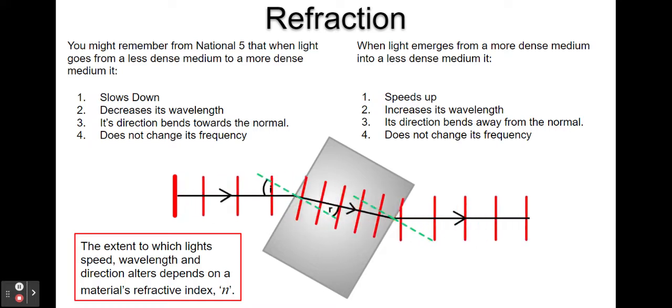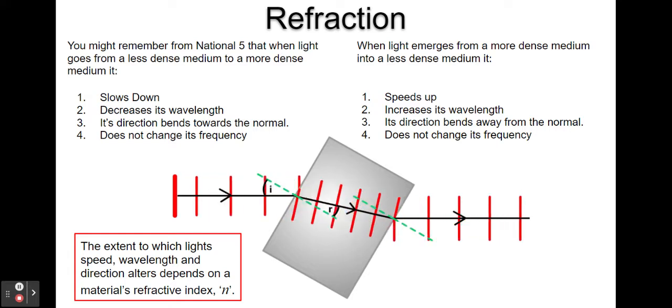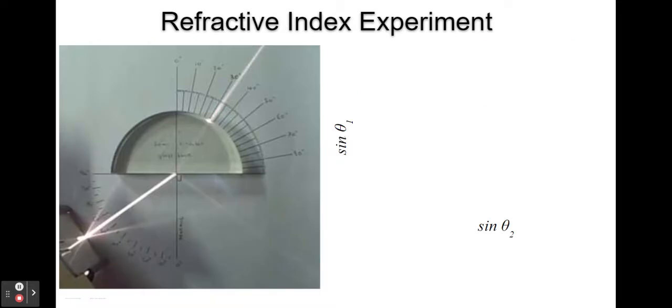Now, we're going to talk about an experiment where we could measure refractive index. We would set up the experiment a bit like this, where we've got light shining into the flat side of a semicircular perspex block, and then leaving through the curved surface. We could measure the angle that the light makes with the normal in the air and call that θ1, and the angle the light makes with the normal inside the perspex, and call that θ2.